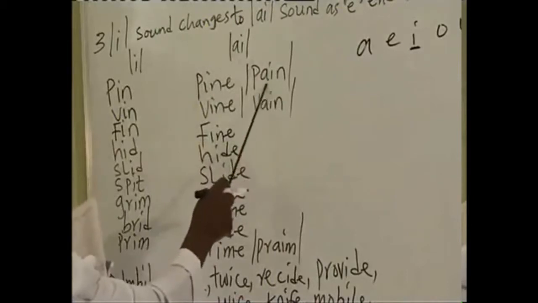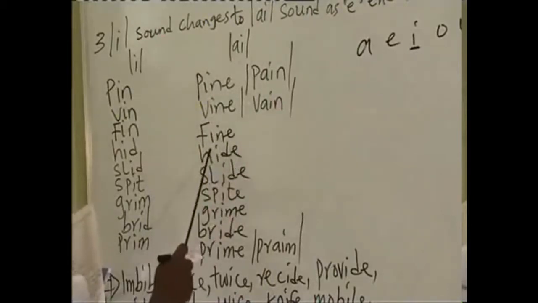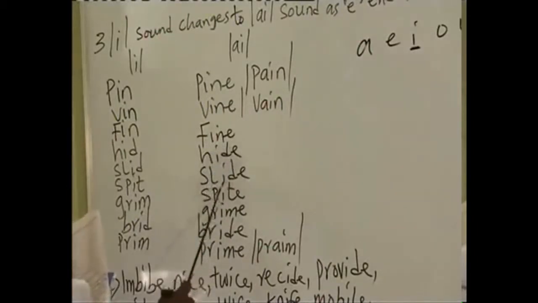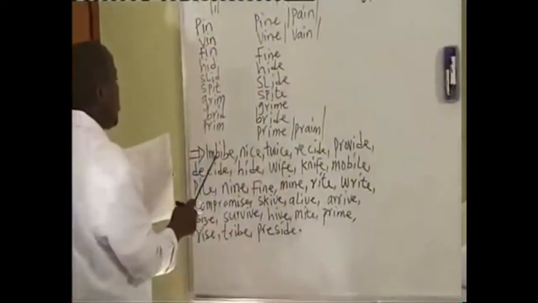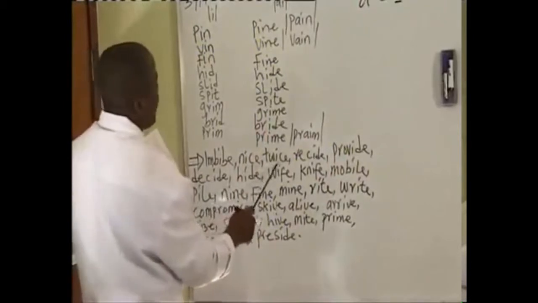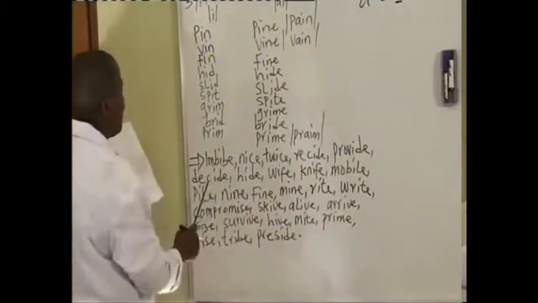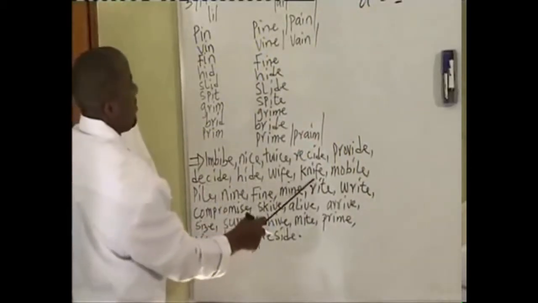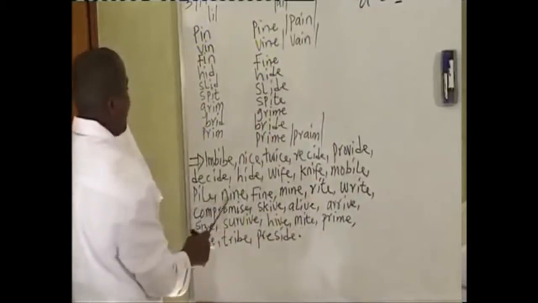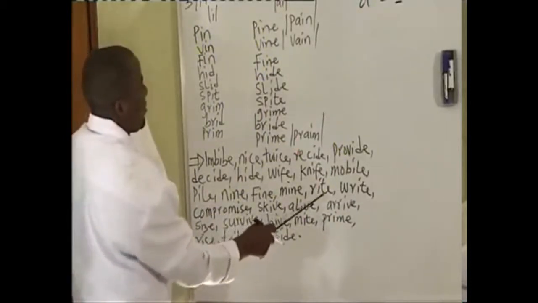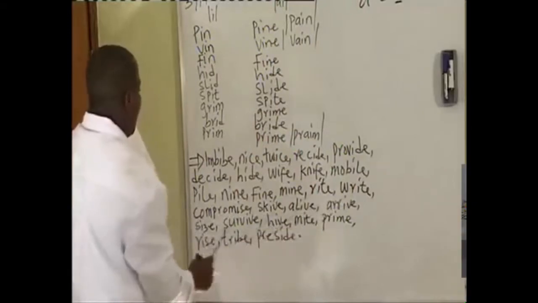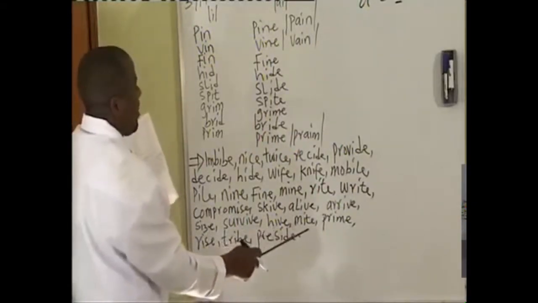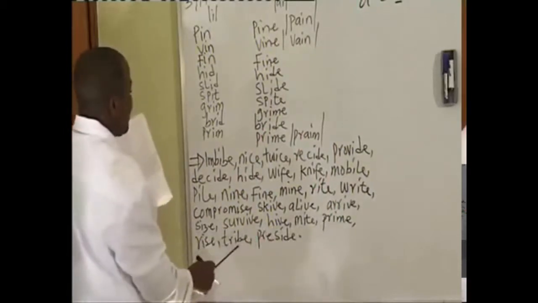Look at it, phonetic transcription. Pine. Fine. Hide. Slide, spite, grind, bride, and what? Bride. Prime. Say prime. So that is that. Now let us read this one. Let's go. Imply, mice, twice, recite, provide, decide, hide, wife, knife, mobile, tie, mine, fine, mine, right. Right, compromise, Skype, alive, arrive, size, survive, hide, might, prime, rise, try, and precise.